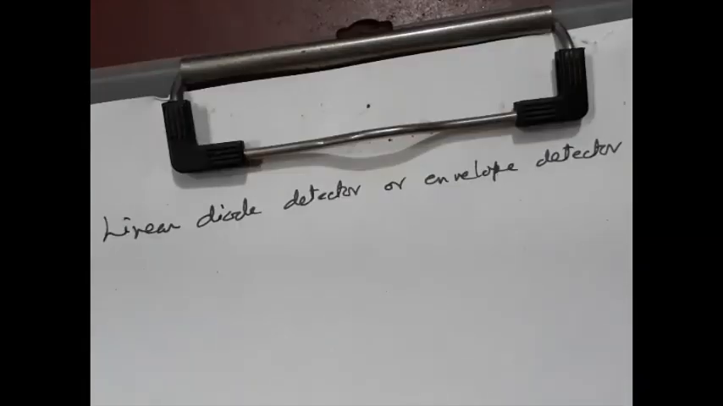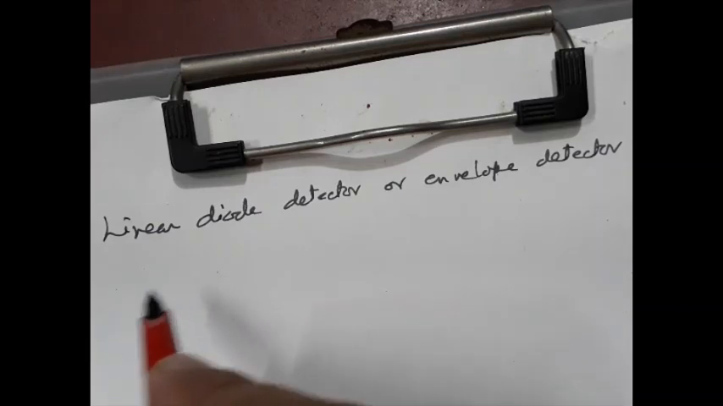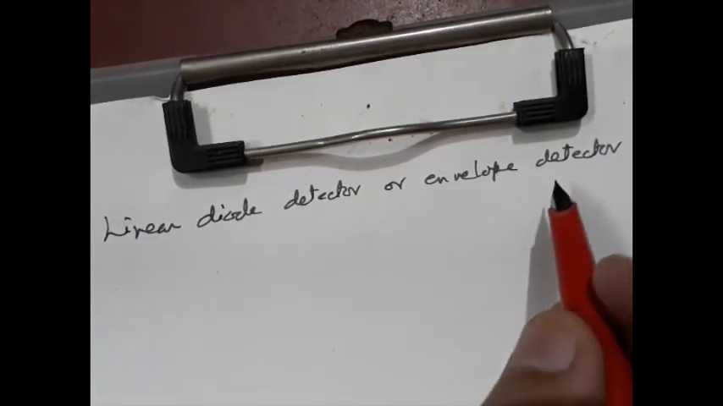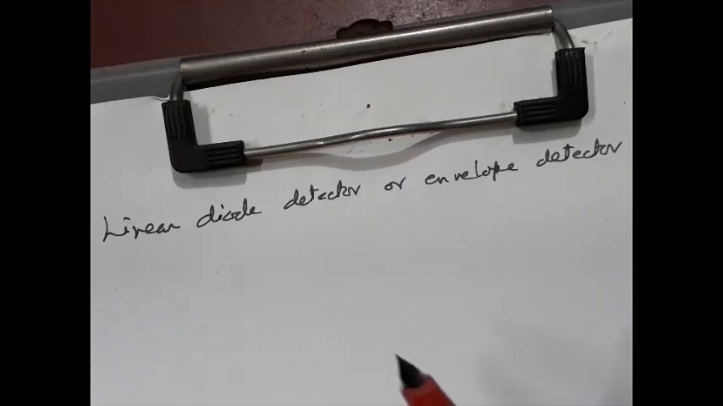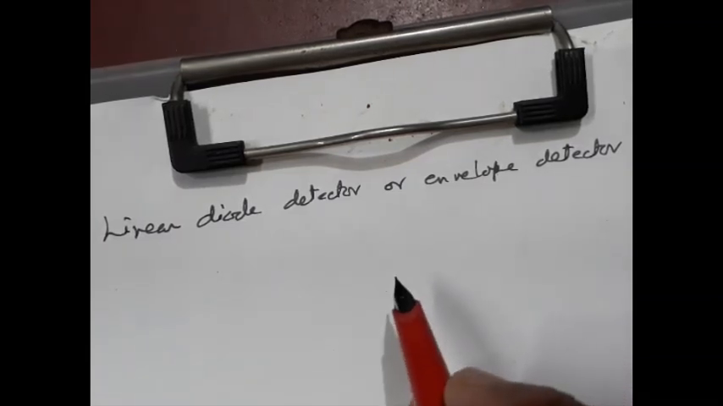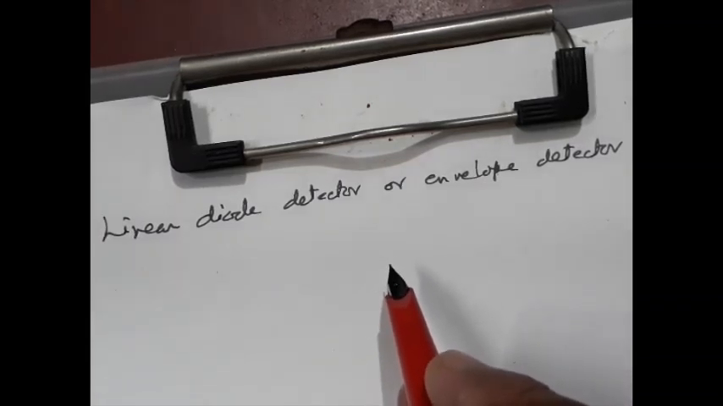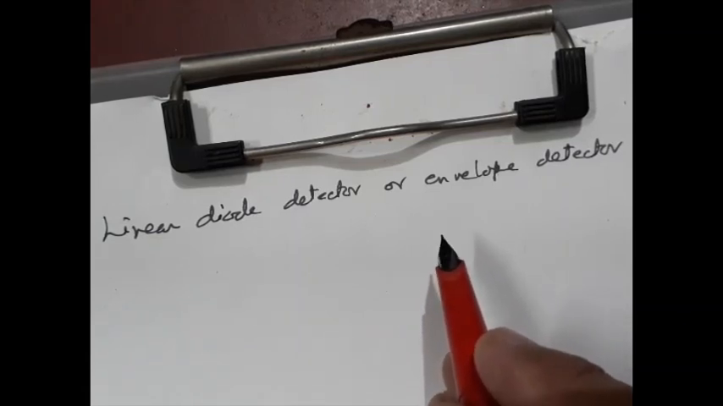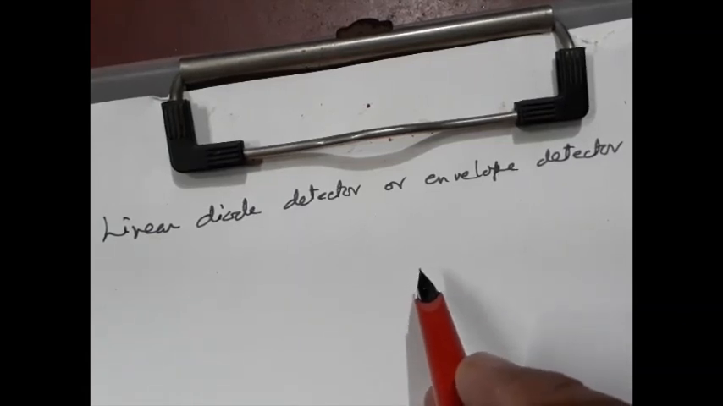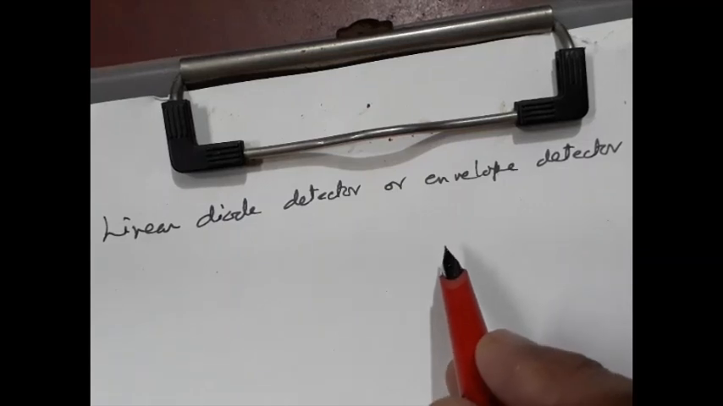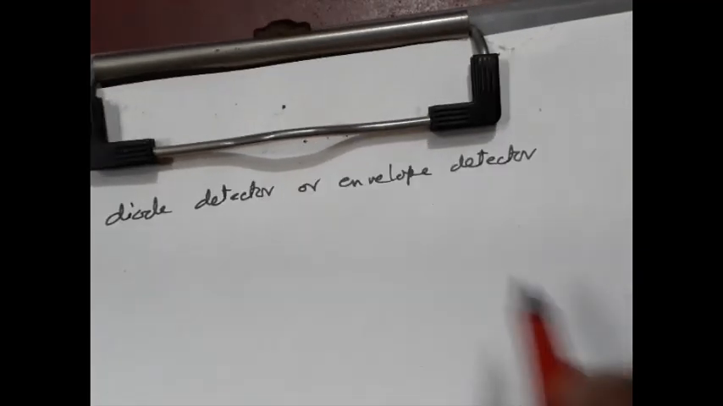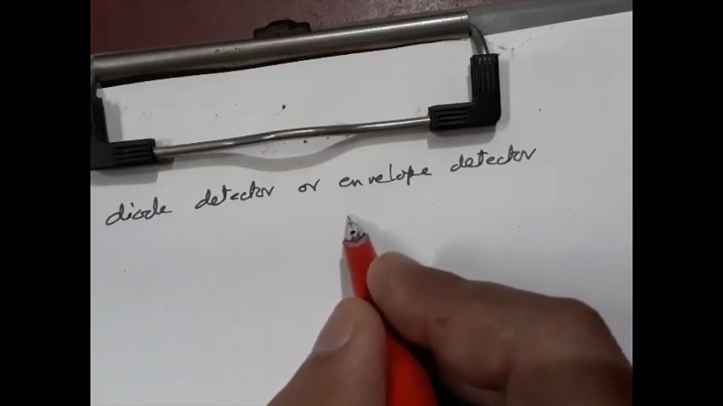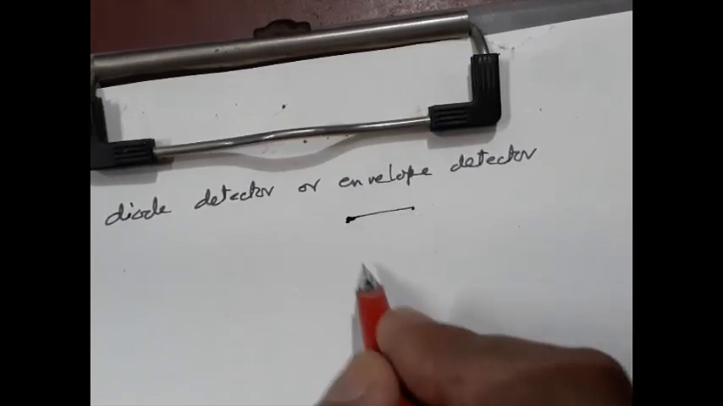Now we are going to discuss another detector called linear diode detector or envelope detector. Envelope detector is the most common type of demodulator used in amplitude modulated system. First of all, it is very easy to design and it is very cheap. So the basic circuitry is like this.